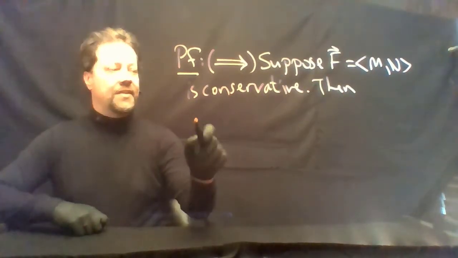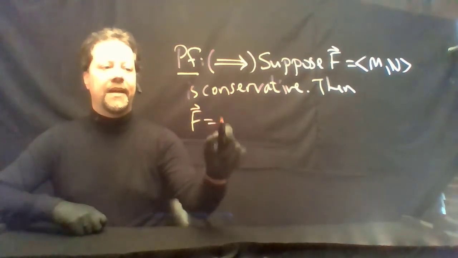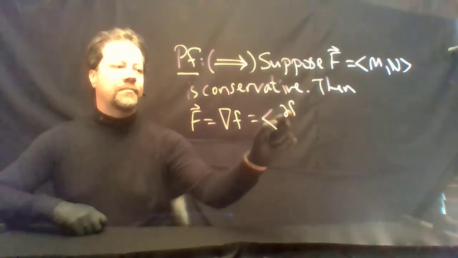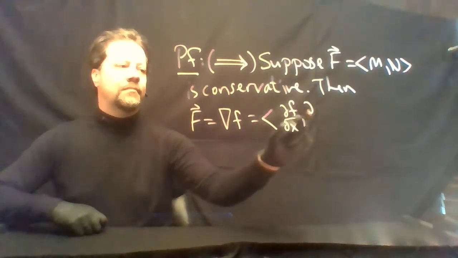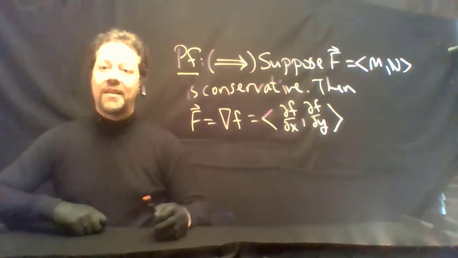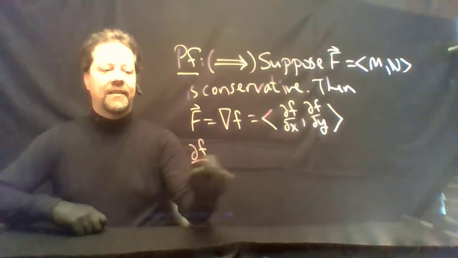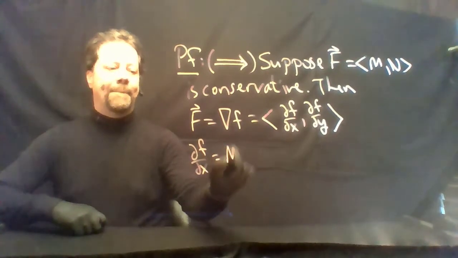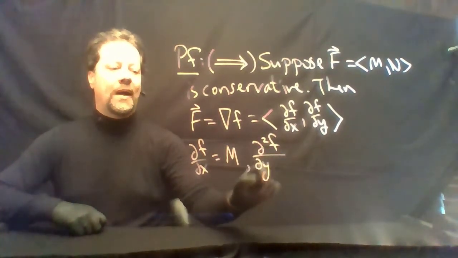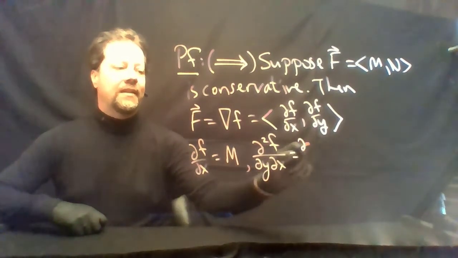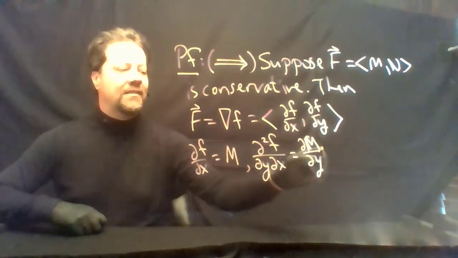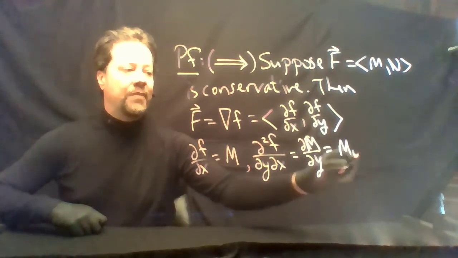That means that f is a gradient field. It's the gradient of a scalar potential. We deduce then that df/dx is equal to m, in which case the second order derivative of f with respect to y and x is the derivative of m with respect to y, often denoted by m with a subscript of y.